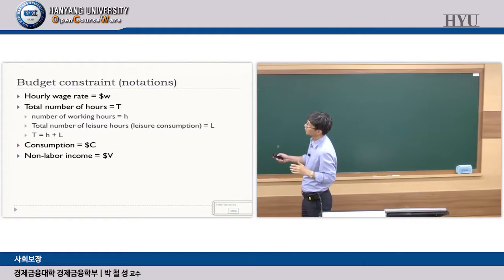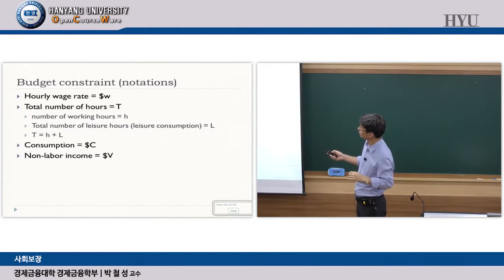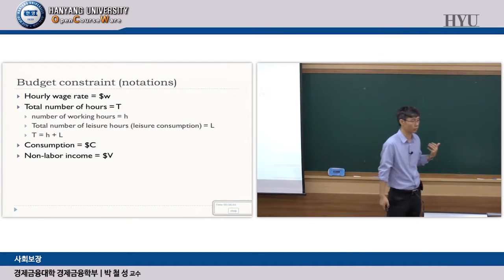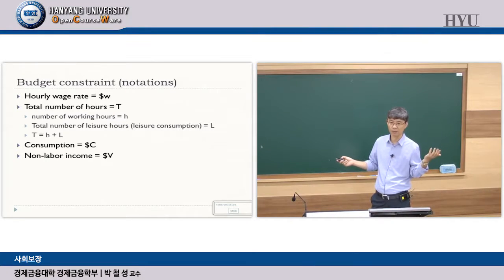So for the budget constraint, we have to introduce time, which we will do later. First, we have to think of this person's earnings, or income. Income comes from work, so to indicate that part, we think of the hourly wage rate: how much this person earns for each hour of work. We just call it W dollars. It can be $10, $5, whatever.